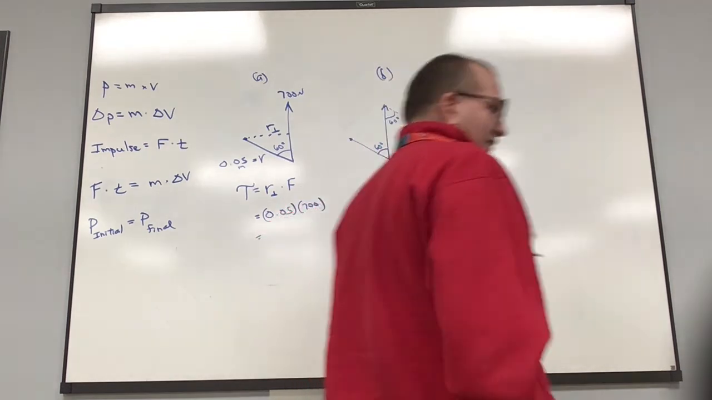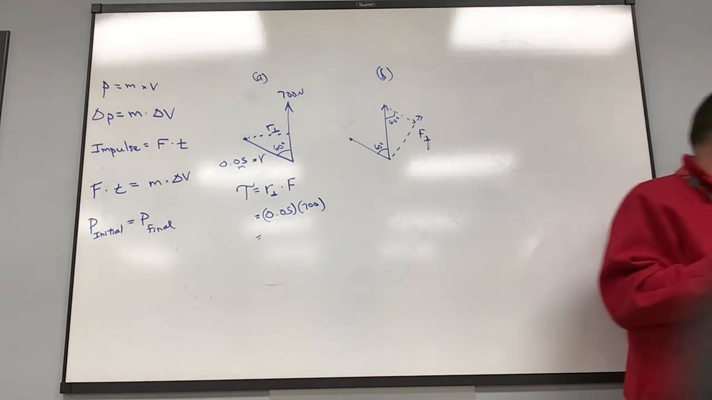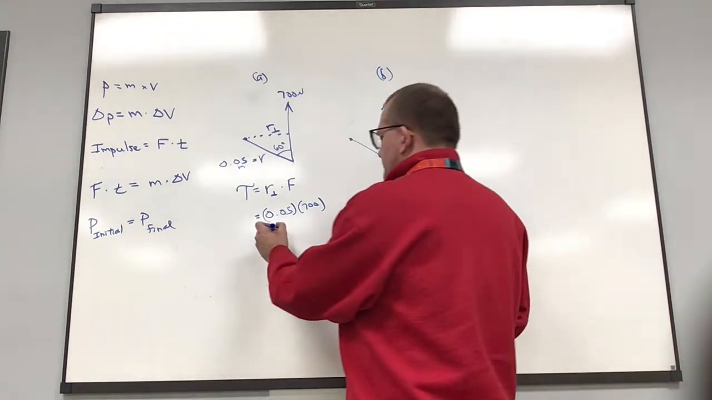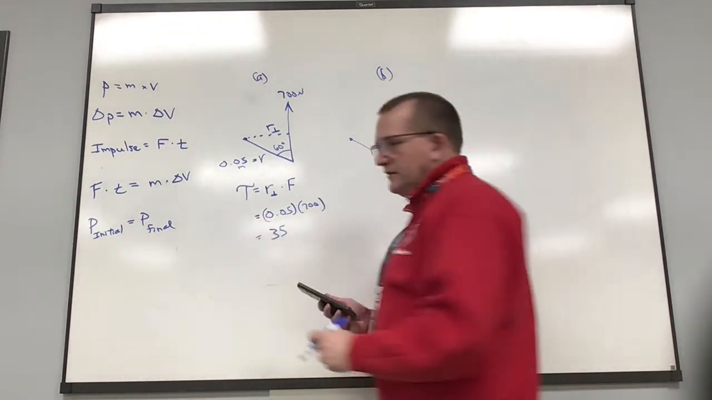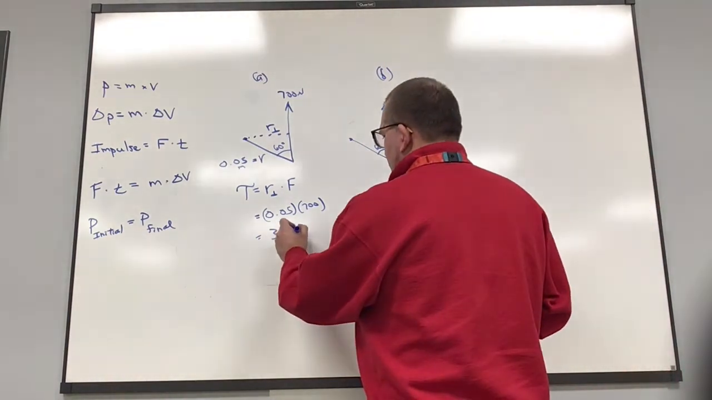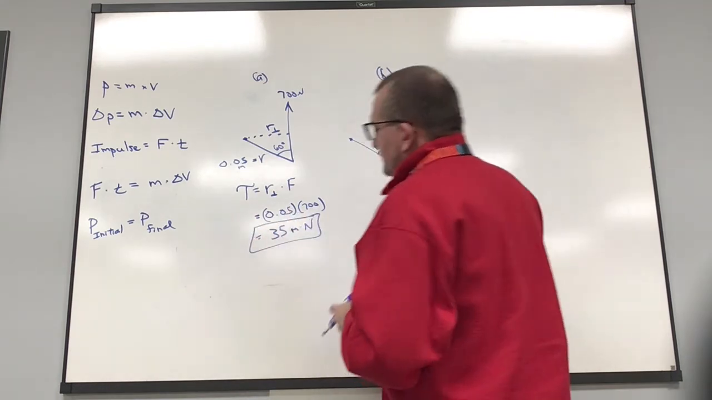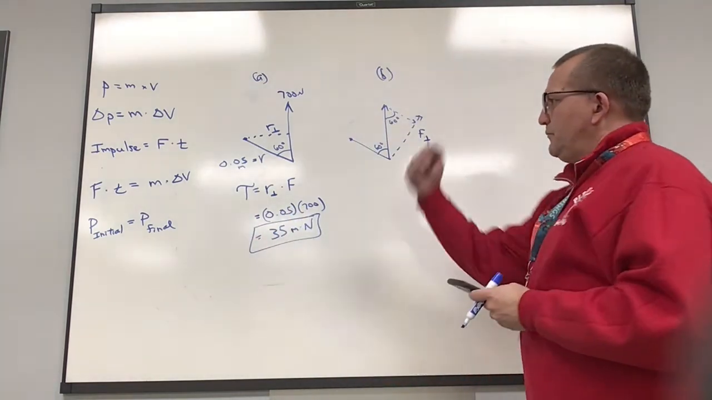So torque here is going to be about as simple as it gets. I do all this and I get 35, and it's meters times newtons, newtons times meters. I'll go in the order that I have it set up, but this is my torque when the elbow is like this.